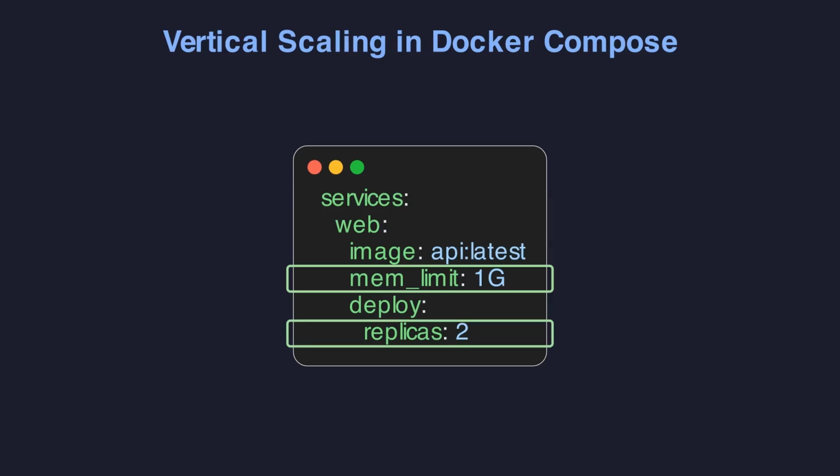The fix is to raise the per-container memory limit, say to 1 gigabyte, and then decide whether you still need 3 replicas. That's vertical scaling. You're giving each instance more headroom.